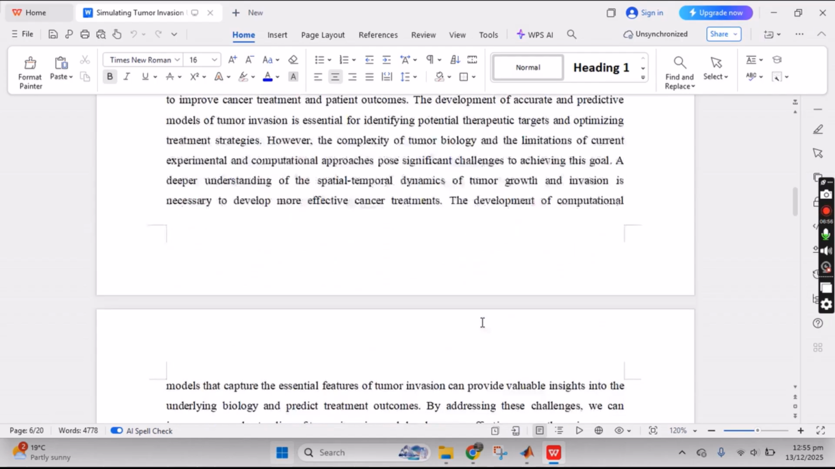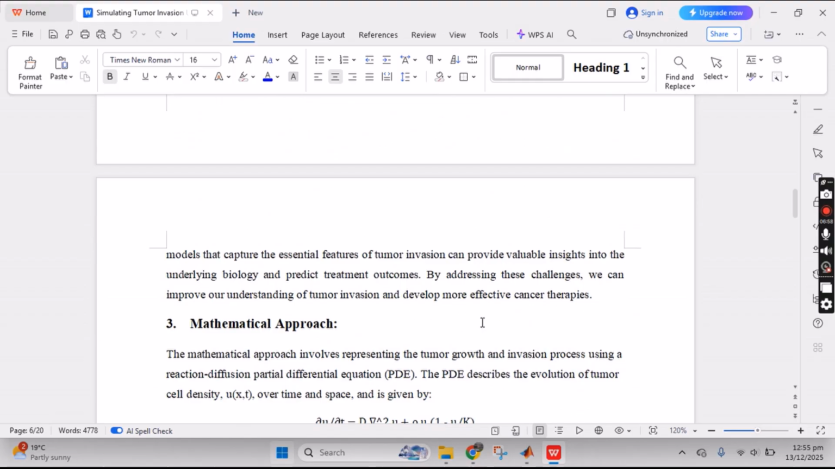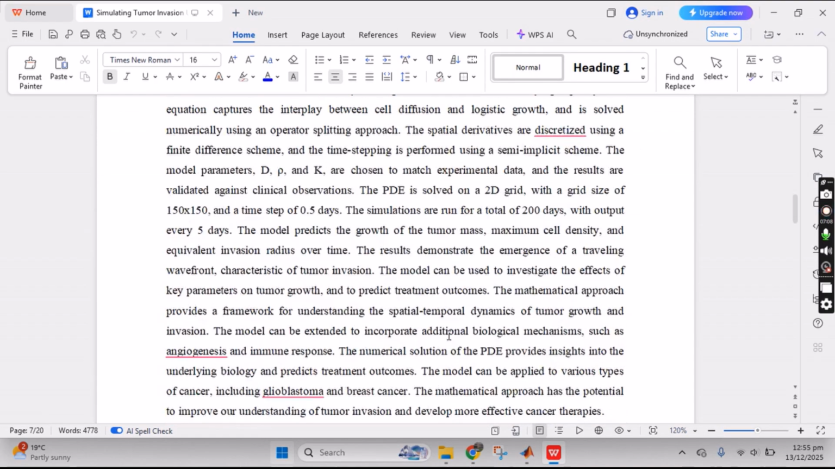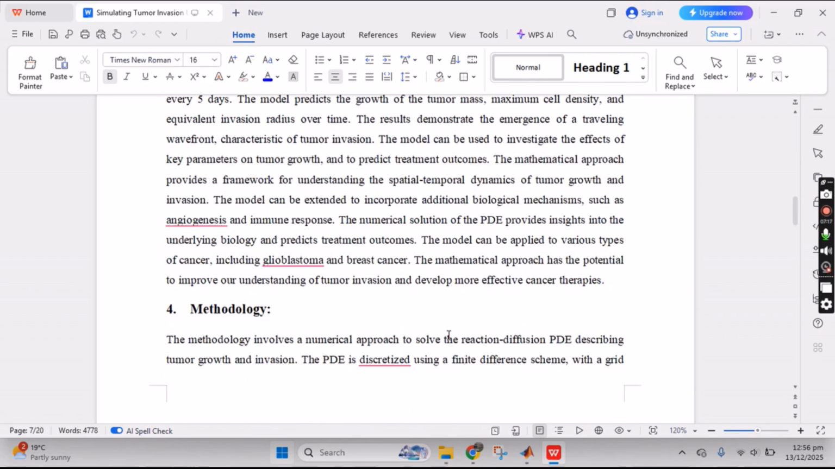So next one is basically the mathematical approach. The mathematical approach provides us the complete partial differential equations, accordingly its complete layout, its grid size, its number of days, as well as a framework for understanding the spatial temporal dynamics of tumor growth and the invasion as well.